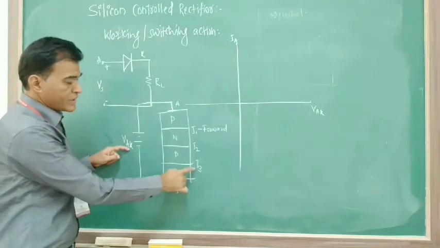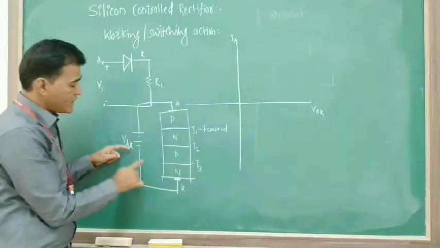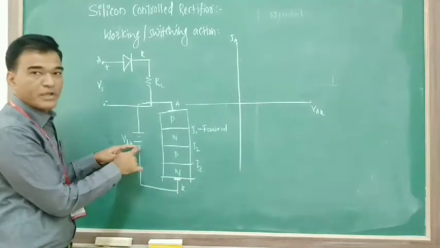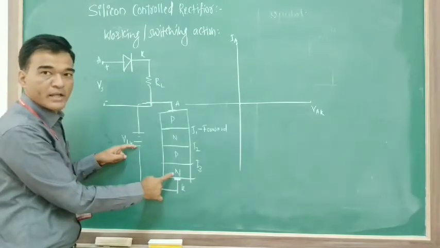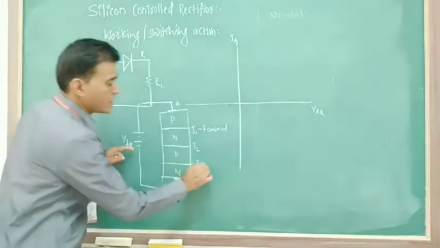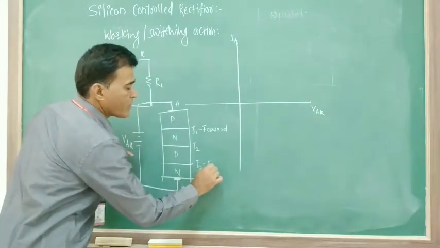Also, junction J3 is forward biased. The reason is that the N-type material is connected to the negative. So more negative voltage appears at the N-type material. Hence this junction J3 is also forward biased.